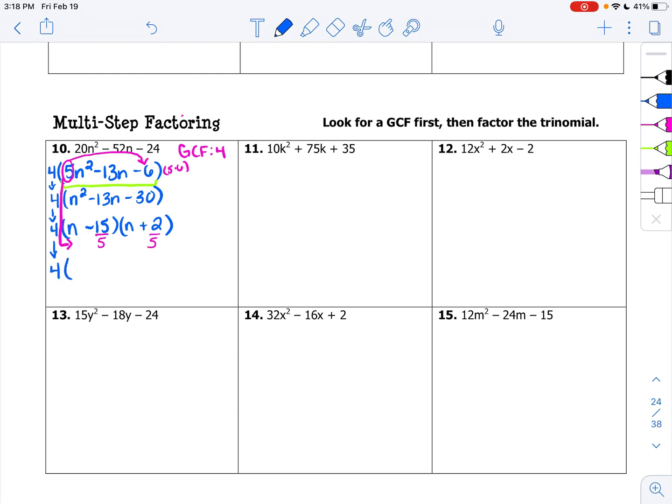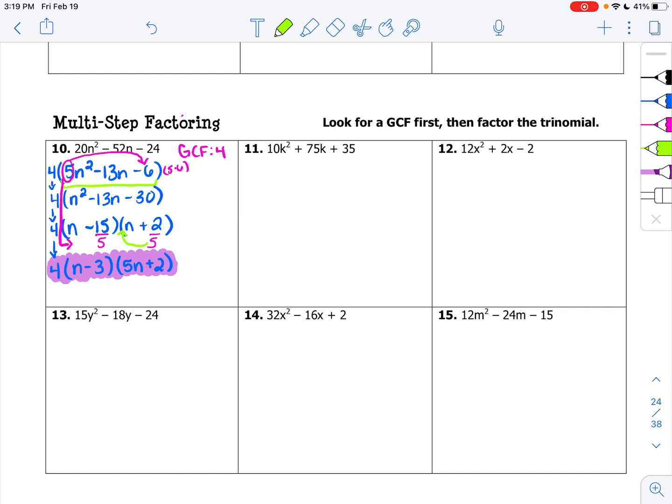In the first binomial, I have n minus 3. 15 divided by 5 is 3. In the second one, I can see it's not going to divide evenly, so that denominator is going to get pushed in front of my variable. So it's going to be 5n plus 2. So for my final answer, 4 times n minus 3 times 5n plus 2. And you can still check these. So you would start by using the FOIL method on your two binomials and then distributing that GCF.